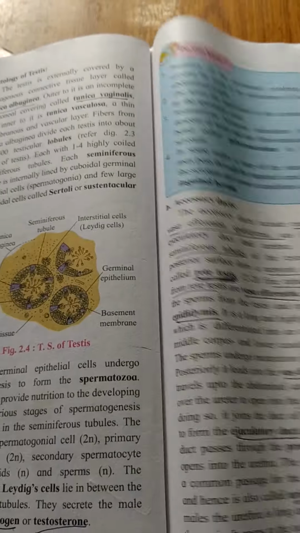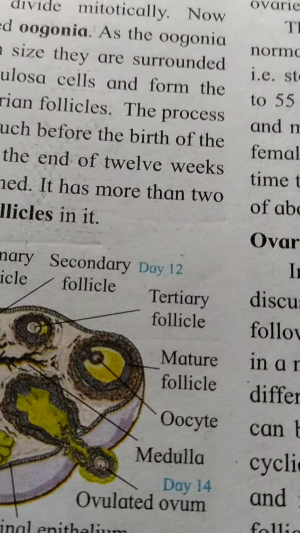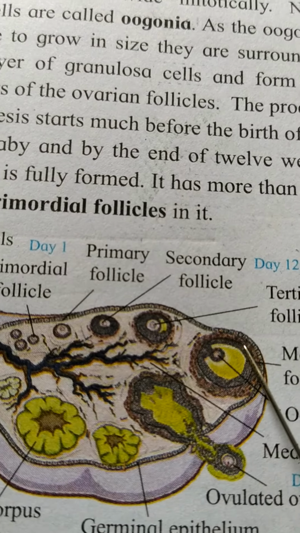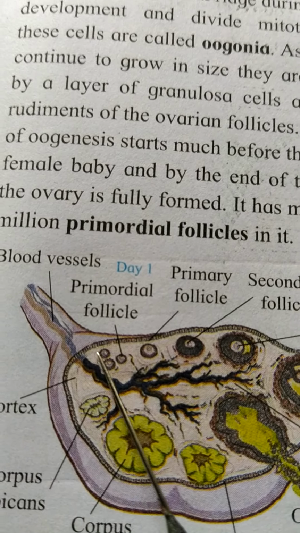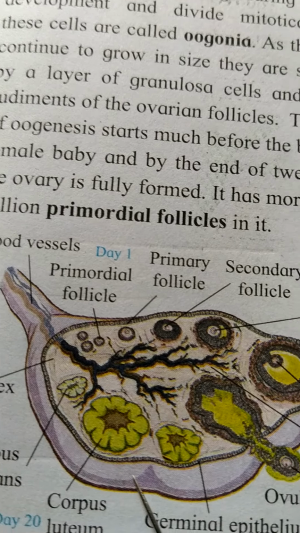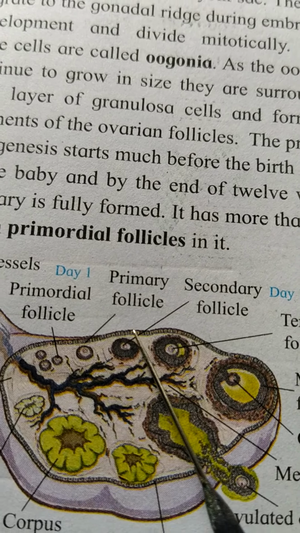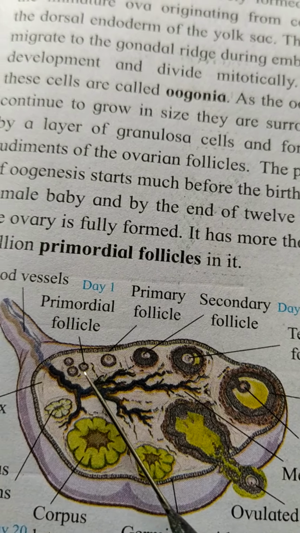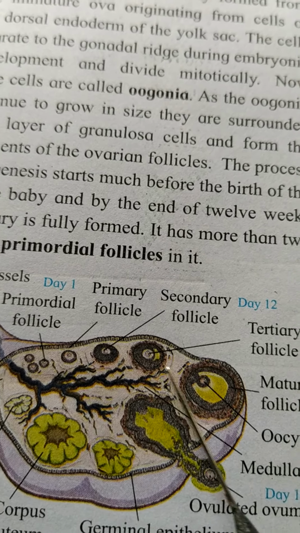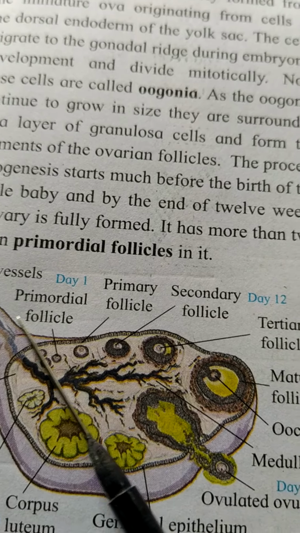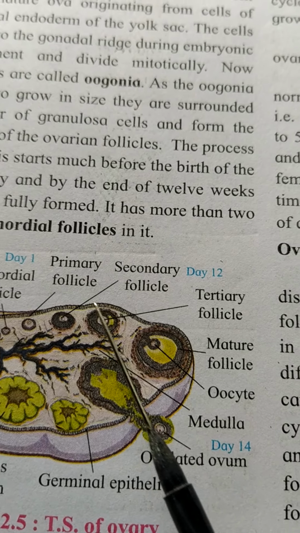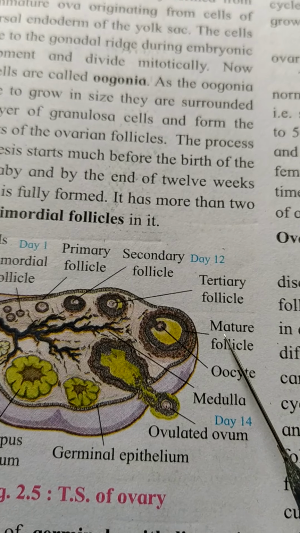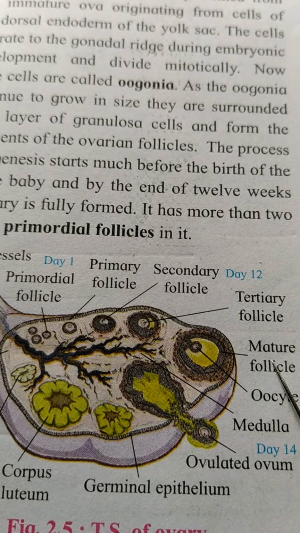Now, while studying the tiers of the ovary, in a similar fashion to the testes, the innermost lining here is called the germinal epithelium, which gives rise to the germ cells. A number of germ cells come together and form a follicle, and these follicles are seen in different stages of development, like the primordial follicle, the primary follicle, secondary follicle, tertiary follicle, and finally the mature follicle or Graafian follicle.